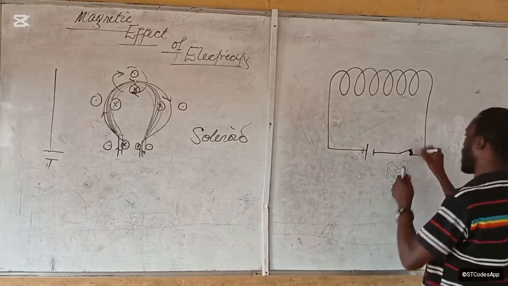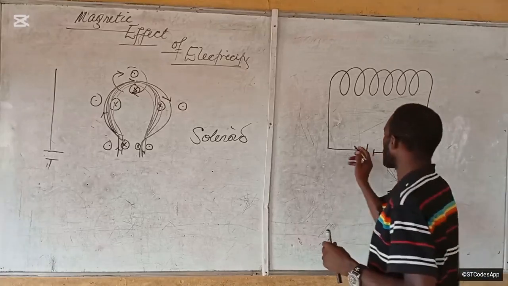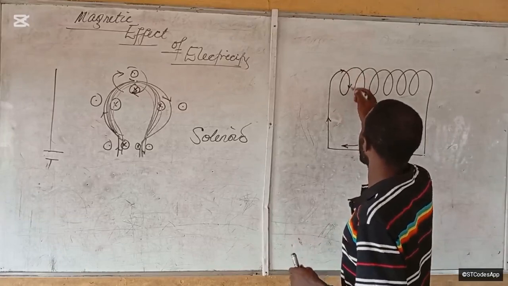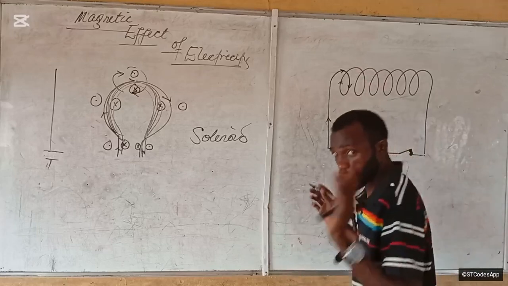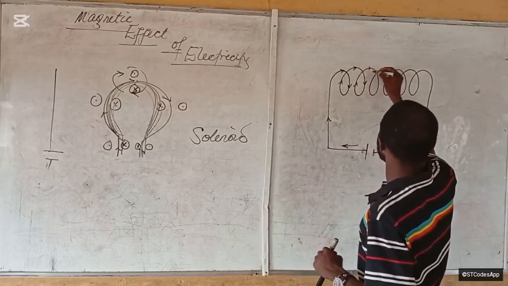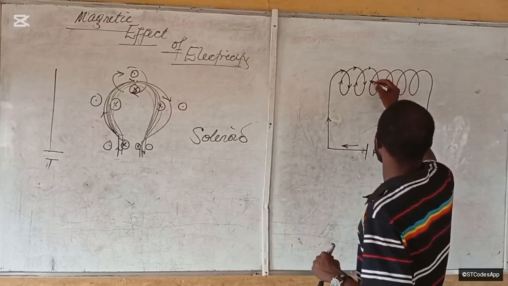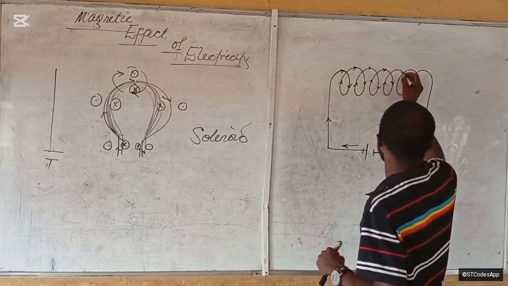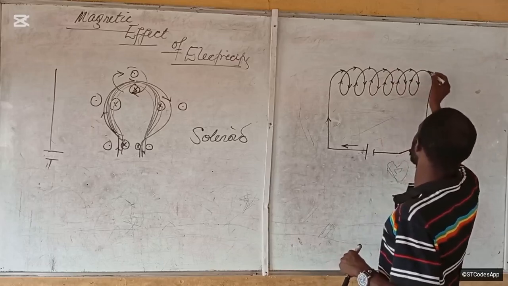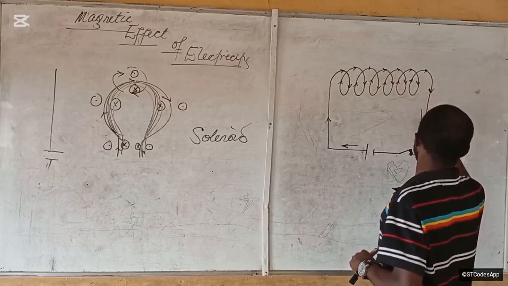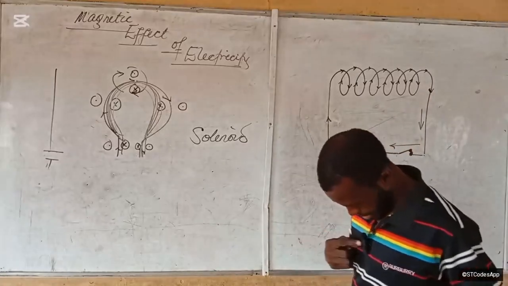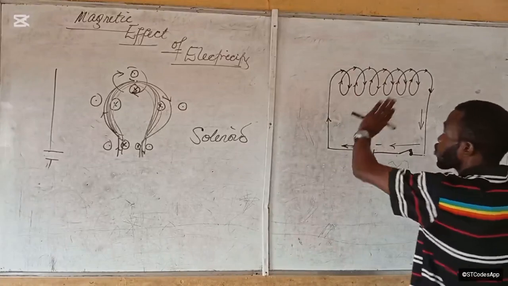Once I switch this on and connect it, what will happen? Current will begin to flow in this direction here, upward here, downward here, upward here. Are you following me? Just follow me, you're going to get it. Upward, downward, upward, rightward, downward, and so on, and back to the negative terminal. Is this clear? It's going to flow in this direction, so just follow the arrows.